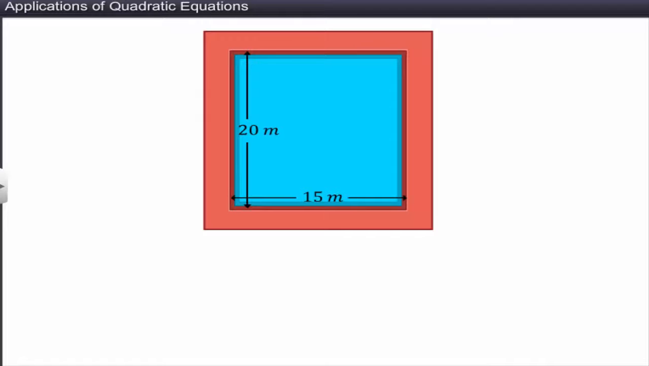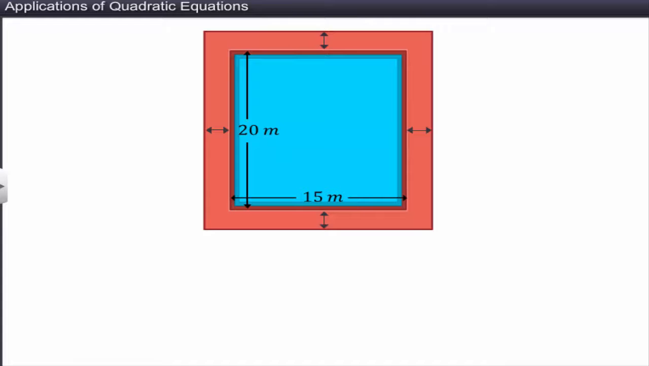Given this information, can you find the width of the walkway that Mr. Smith has to construct to meet the specifications? To find the width of the walkway, first try to frame an equation out of this situation. Let's see how to do it.